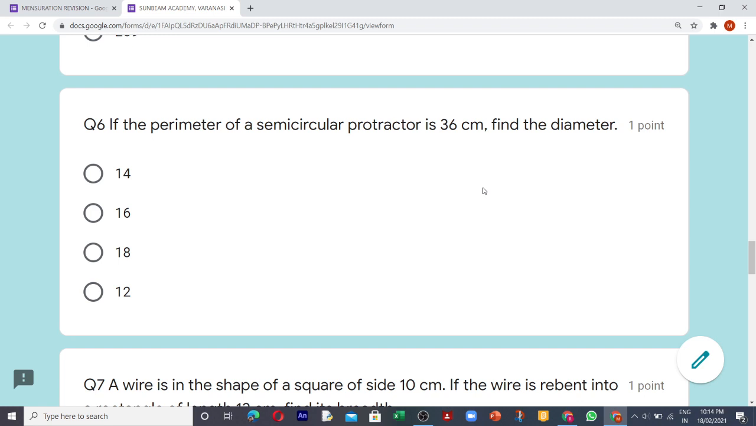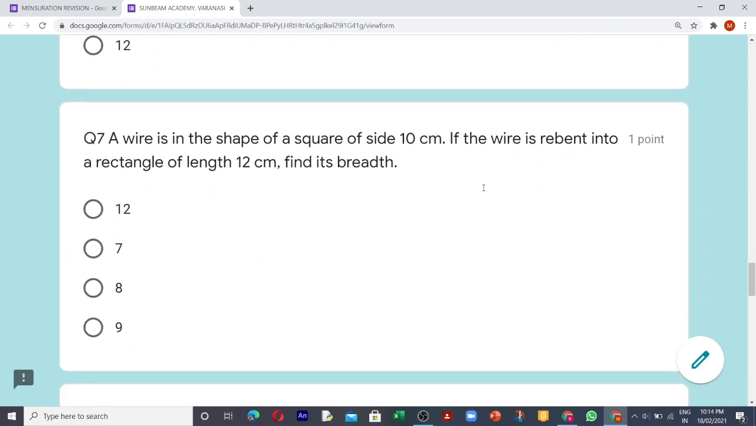Now next question is question number 7. See, this type of question is there in your book. A wire is in the shape of a square of side 10 centimeter. If the wire is rebent into a rectangle, children, so length is 12 centimeter. But what will be the breadth? This you have to find. So whatever is given, just do it. Take the values from that input and then use it to find the unknown value.